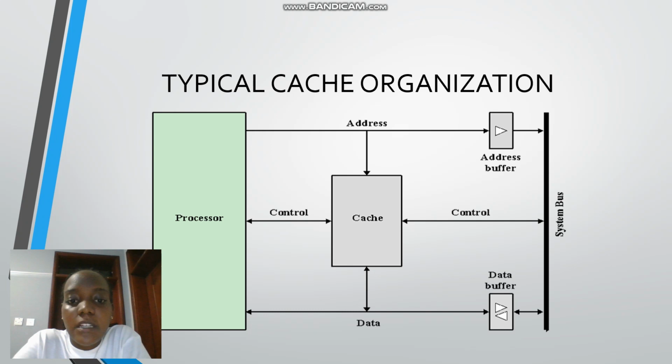And so when the processor attempts to read a word from memory, a check is made to determine if the word is in the cache. And if the word is found, a cache hit is registered. However, if the word is not found, a cache miss is registered.